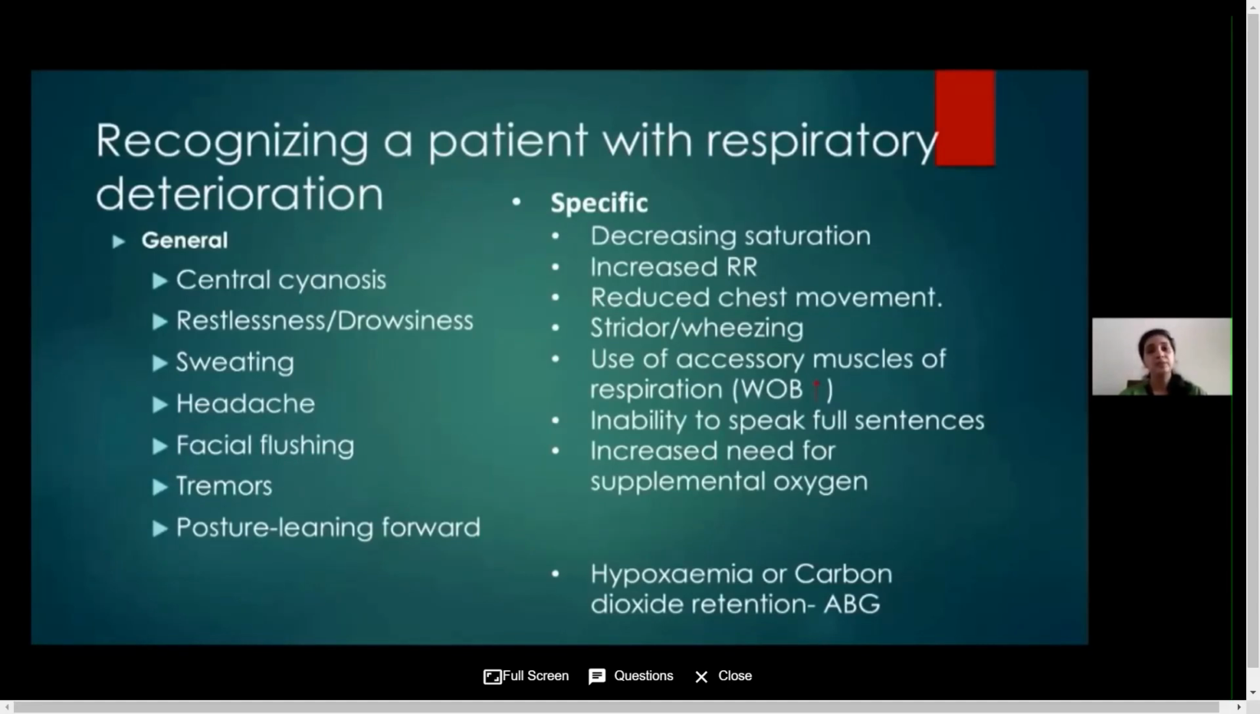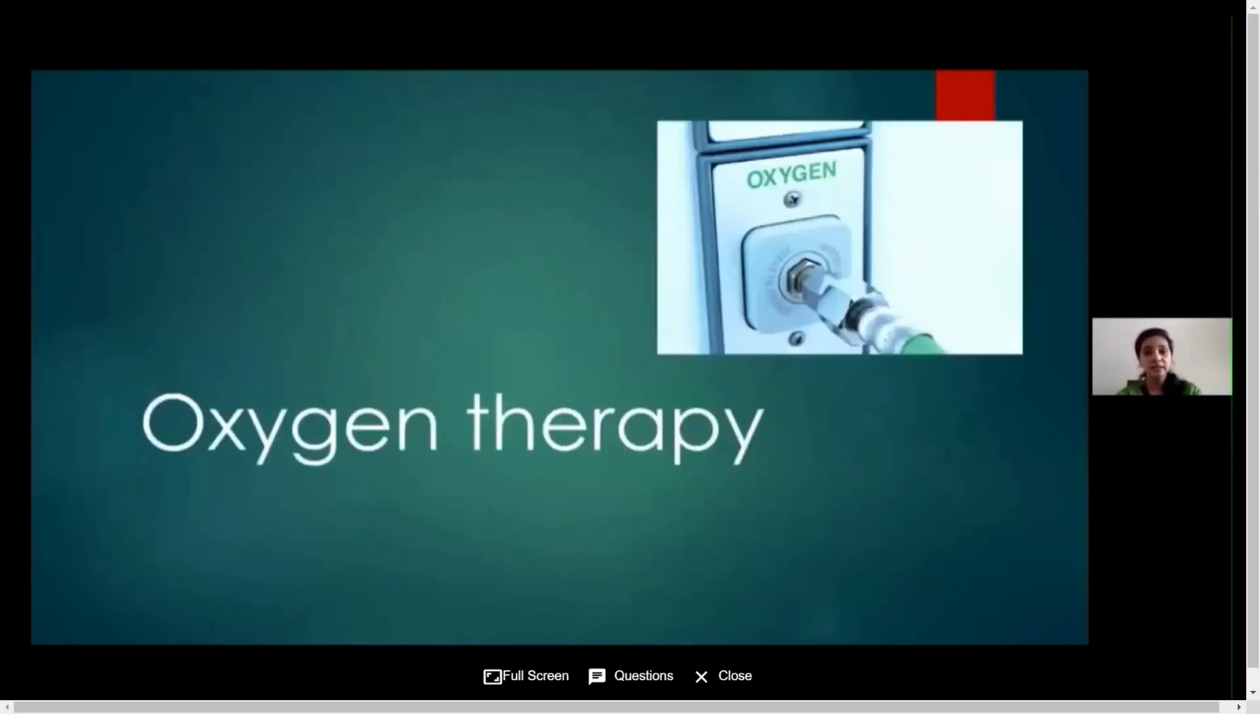Specifically, when you examine the respiratory system, you might see that there is dropping saturation, an increased respiratory rate, reduced chest movements, stridor or wheezing. He might be using his accessory muscles of respiration, and he might not be able to complete full sentences. And you might notice an increased need for supplemental oxygen as well. So once you do an ABG, you might see that there's hypoxemia or carbon dioxide retention. So in these kind of patients, you need to start oxygen therapy.